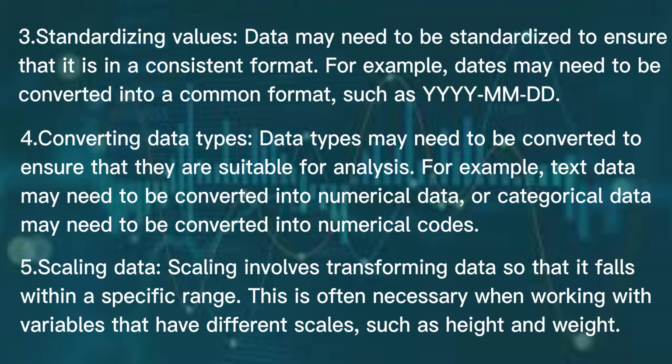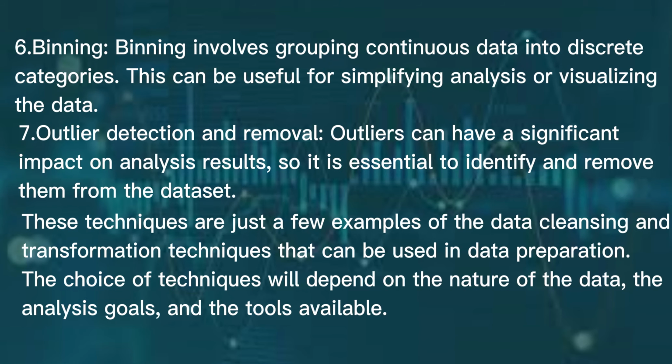5. Scaling data. Scaling involves transforming data so that it falls within a specific range. This is often necessary when working with variables that have different scales, such as height and weight. 6. Binning. Binning involves grouping continuous data into discrete categories. This can be useful for simplifying analysis or visualizing the data. 7. Outlier detection and removal.